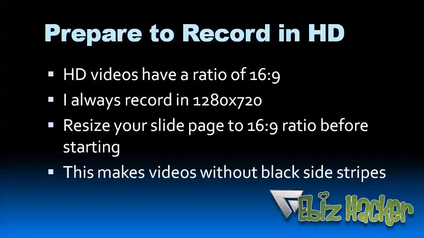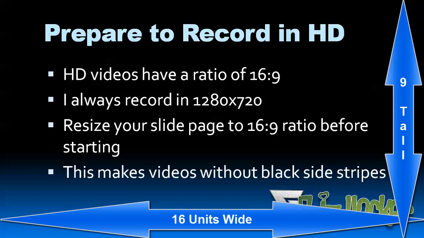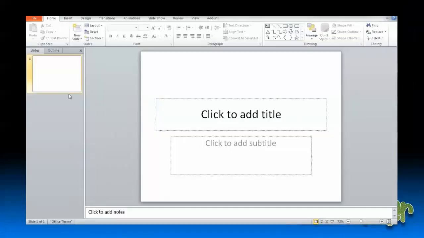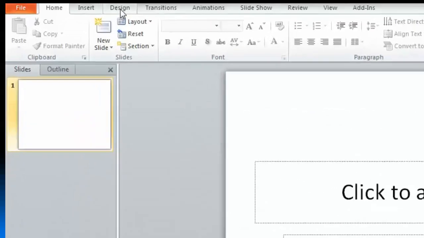But before we build any slides, I have one more point that you need to think about, and that is that you need to consider what the finished video size is now before you create your slides. Do you want an HD size video? HD videos are becoming increasingly popular and more standard these days, so I always try to shoot my videos in 1280 by 720, which will give me an HD size video. Now, HD videos have a ratio of 16:9, and you'll want to resize your slide page to a 16:9 ratio before starting.